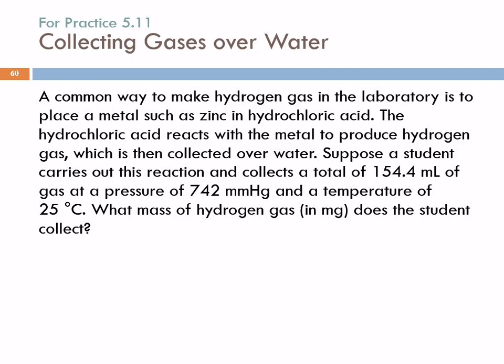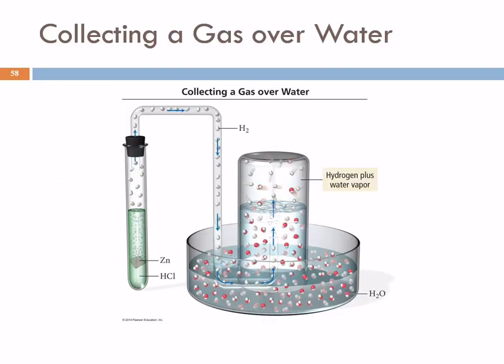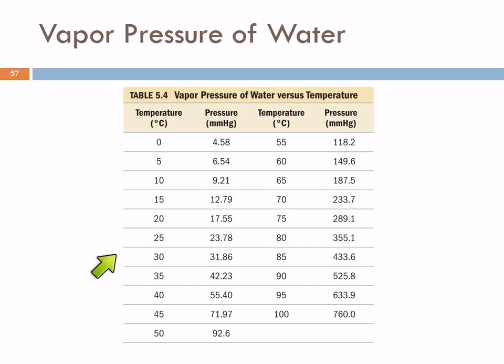The previous question gave us the vapor pressure of water. This one does not. It doesn't say anything about the vapor pressure of water. So what we need to know is that anytime it says collected over water, there will be vapor pressure of water, and you have to subtract that from the total pressure. So this temperature here is 25 degrees Celsius. We're going to go back to the table and look up the pressure. And if vapor pressures are needed on an exam, you'll be given either the specific one you need or a table where you can look it up. So at 25 degrees, the vapor pressure is 23.78.